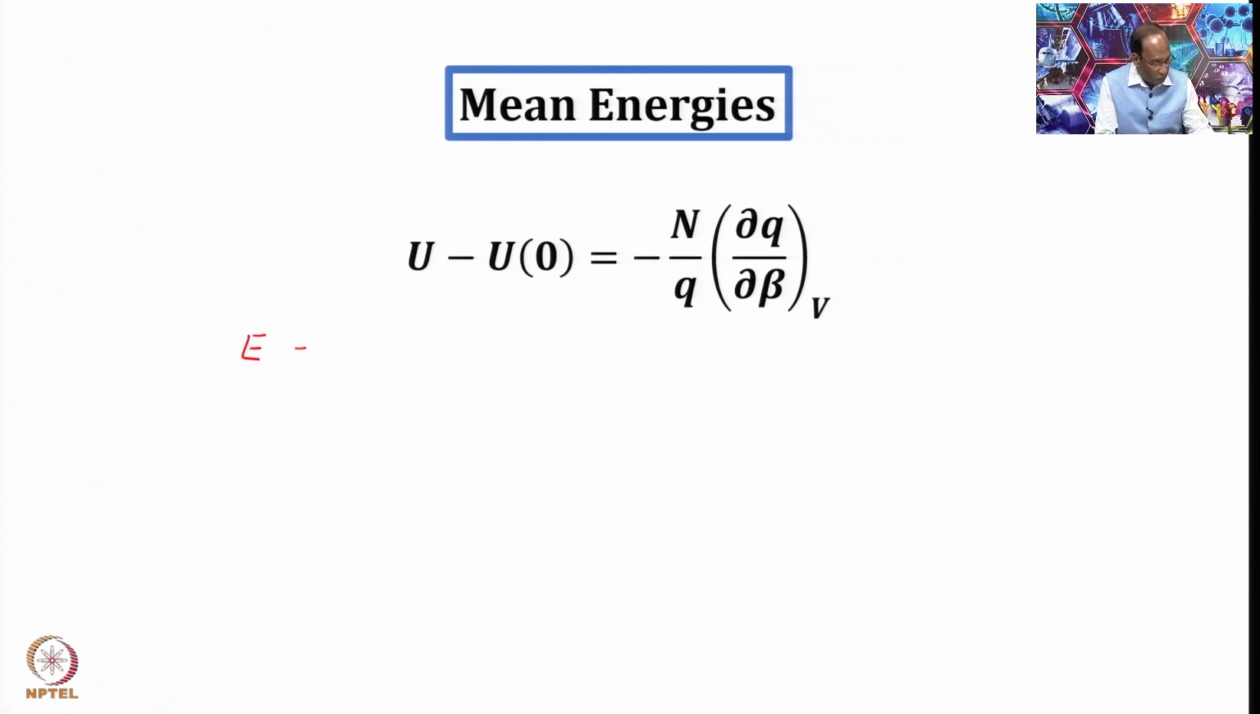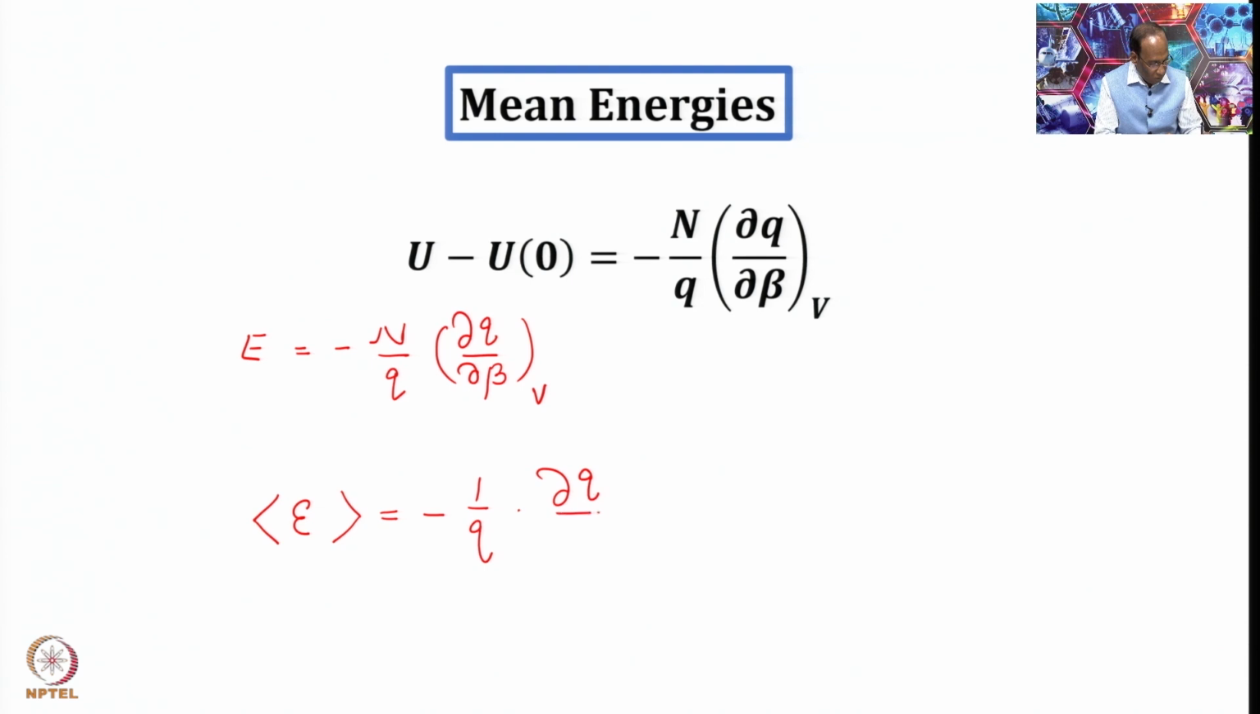E is equal to minus n by q del q del beta at constant volume. And if I divide E by n, this E is the total energy possessed by n molecules. So, in order to obtain mean energy, which I will define as mean energy, will be equal to minus 1 by q del q del beta at constant volume.